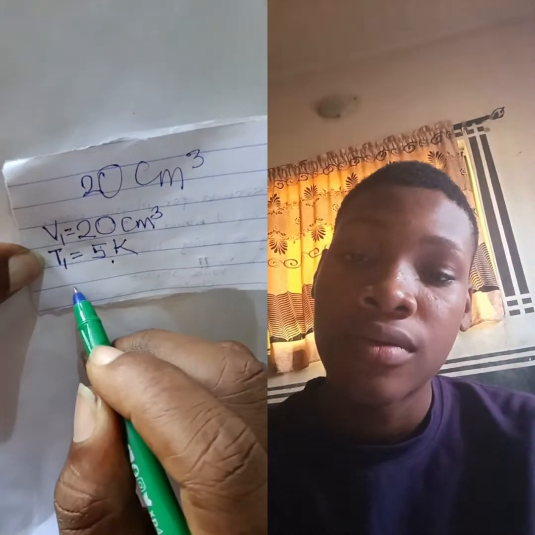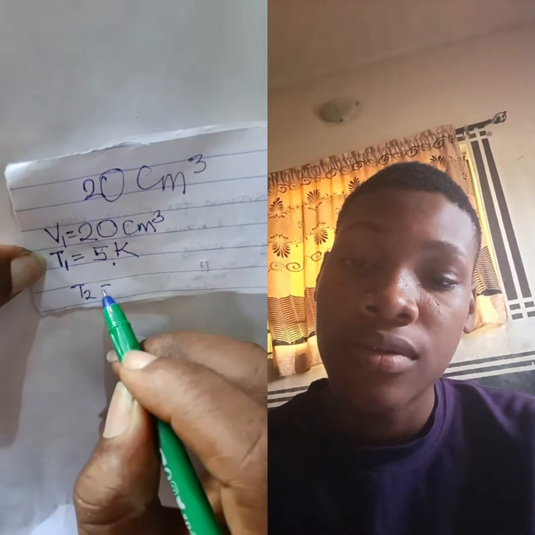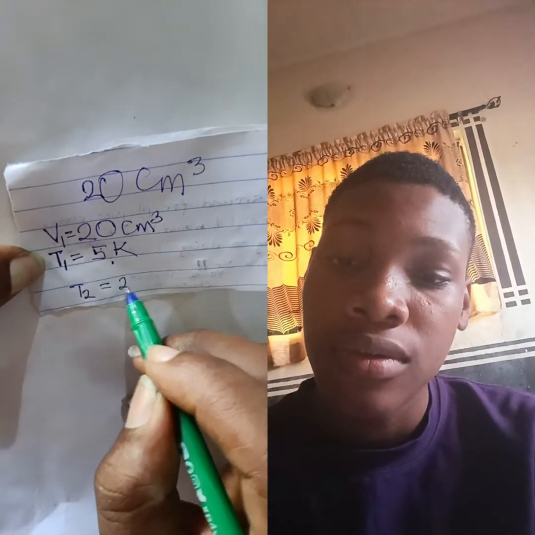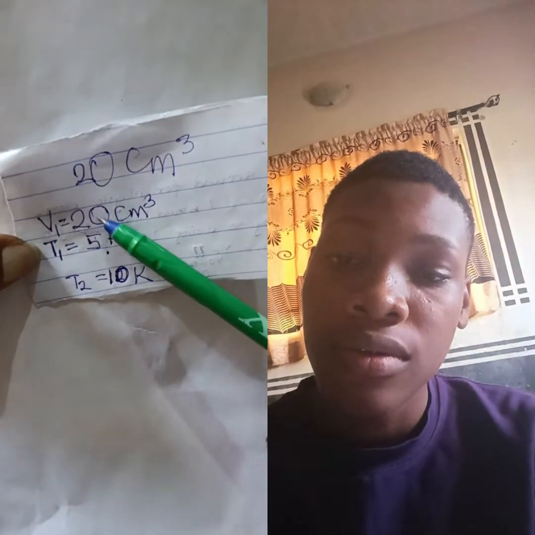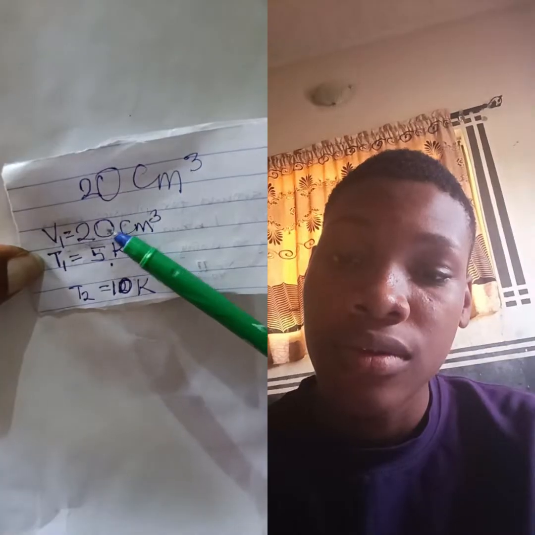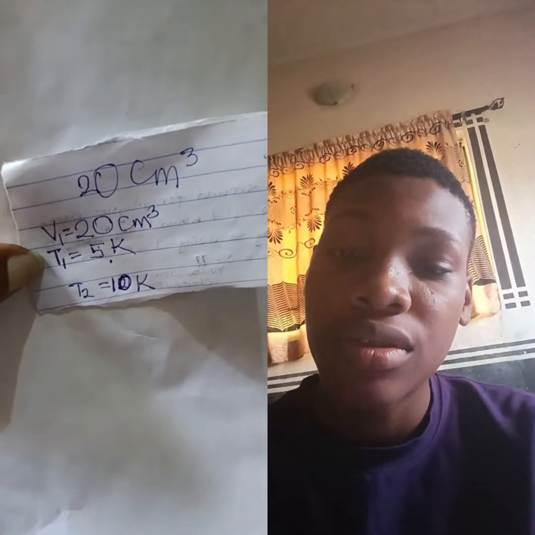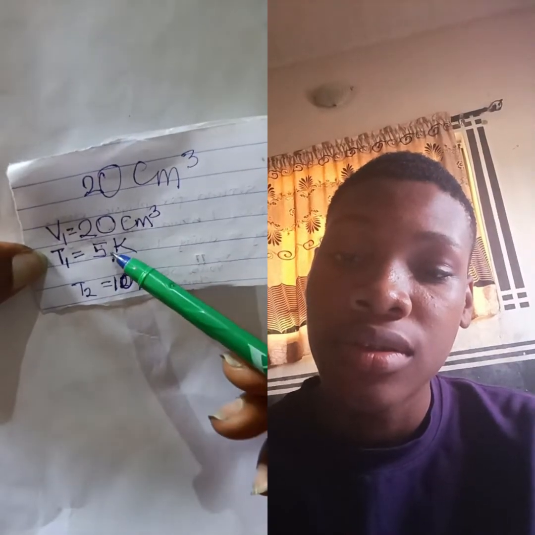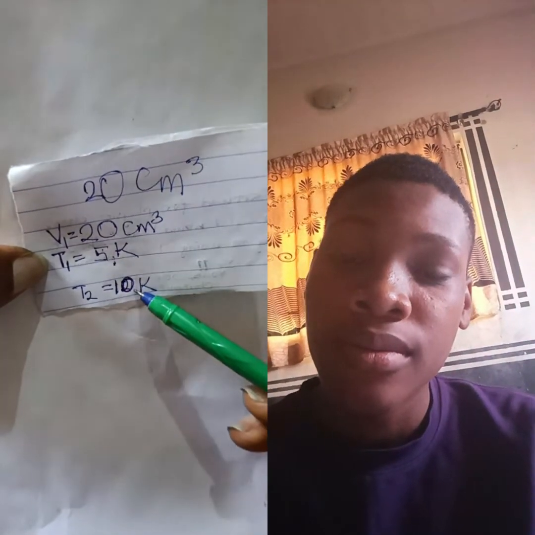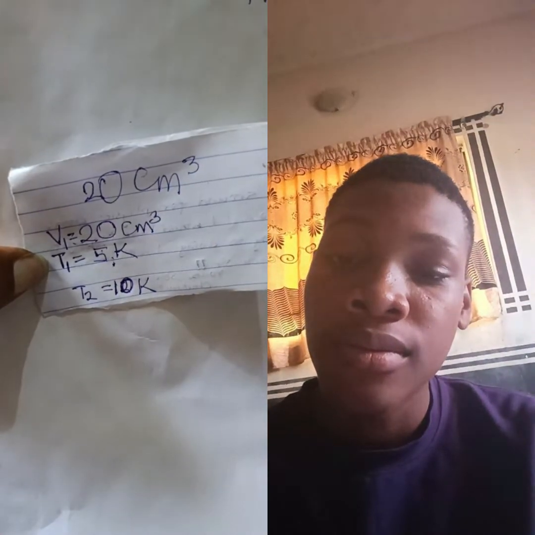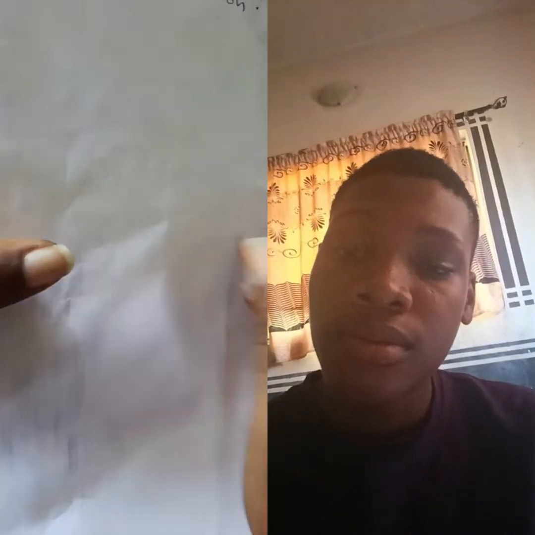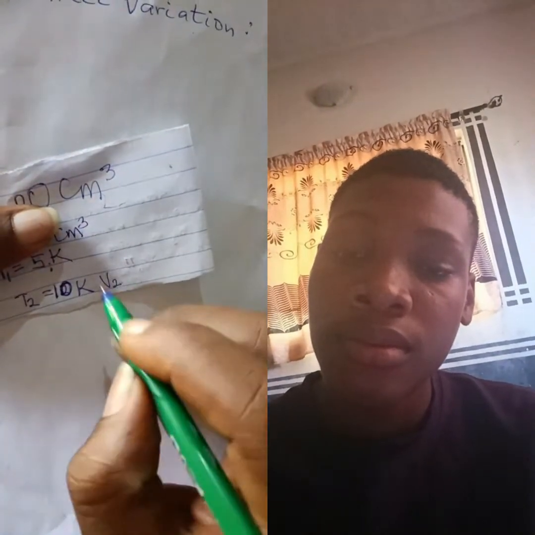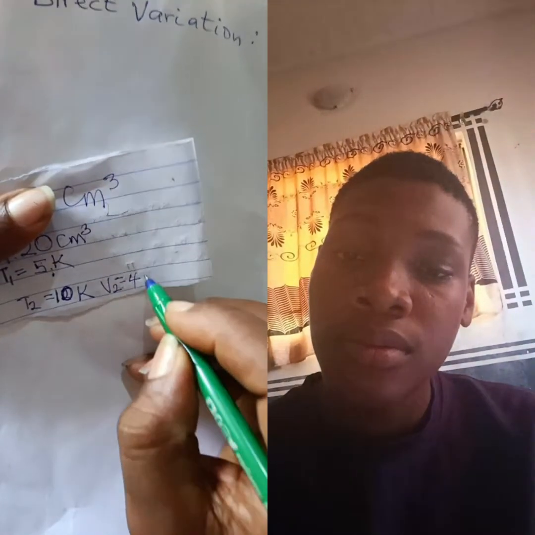If I increase the temperature, the final temperature, to let's say 10 Kelvin, what do you think will happen to the volume of the gas? Will it reduce or increase? It will increase. In fact, since the temperature is doubled, from 5 to 10, usually the volume will be doubled too. So the final volume, V2, will be, let's say, 40 cm cube.